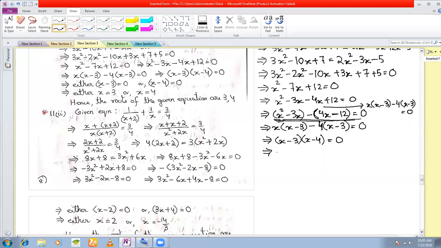Okay, so that means either x minus 3 is equal to 0 or x minus 4 is equal to 0.